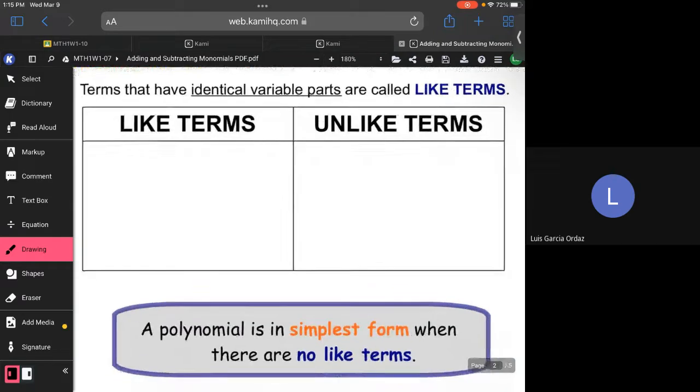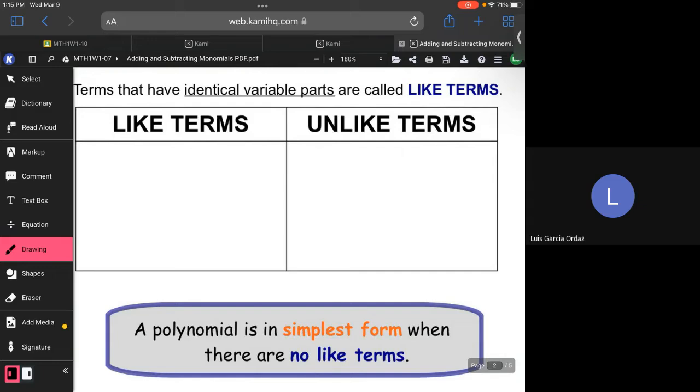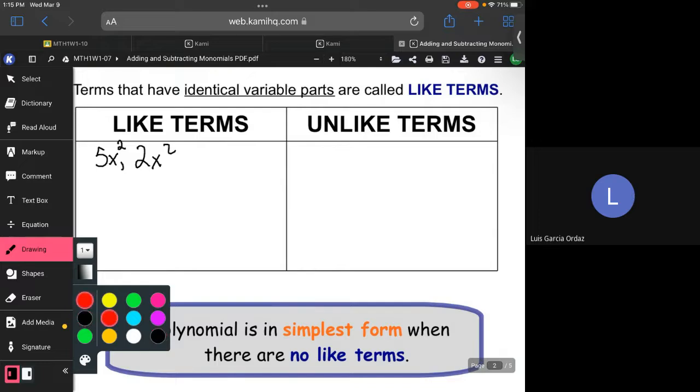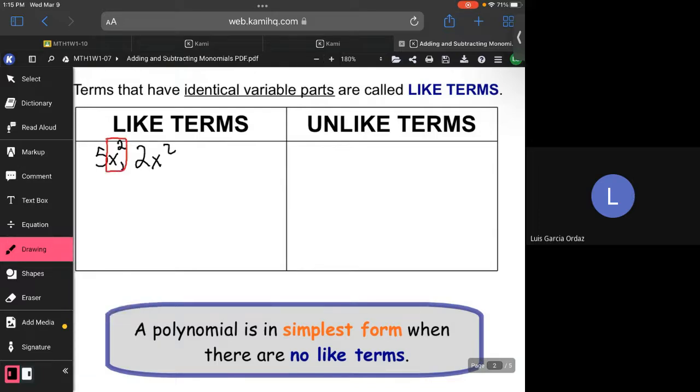Can someone give me an example of a pair of like terms? Kareem. 5x squared. Okay, and what else? 2x squared. Yep. As you can see, my variable part is the same. Both share x squared, but the only difference is the coefficients in front of them, the 5 and the 2. They share the same variable part, just their coefficients are different.